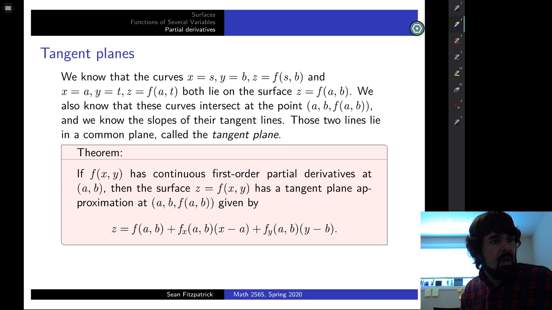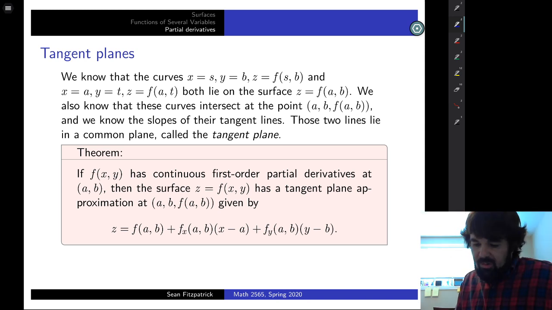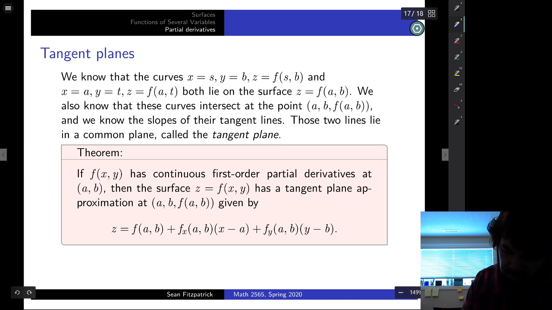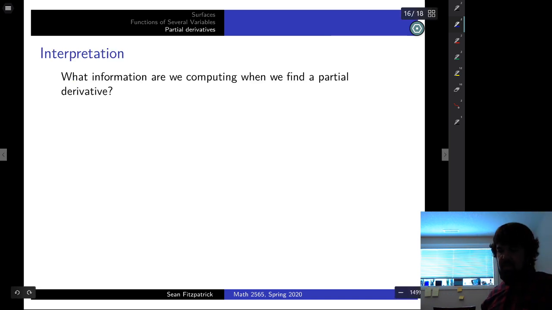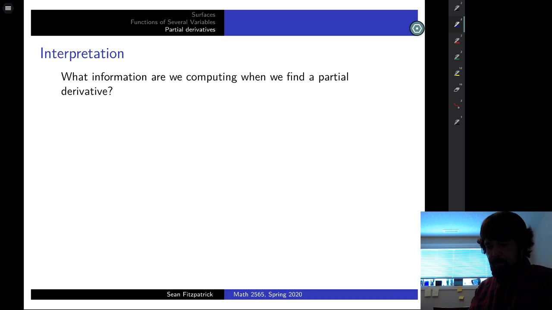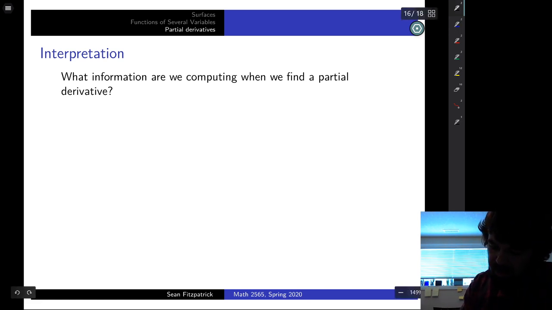Okay? All right, 6 minutes to go. It's enough time for me to tell you about tangent planes. Okay? I feel like I lost a page. Yes. Sorry about that. So we come to this question of, like, what are you actually computing when you find a partial derivative? Okay?